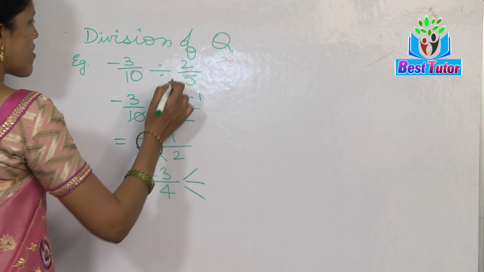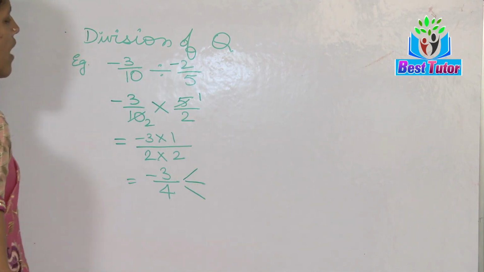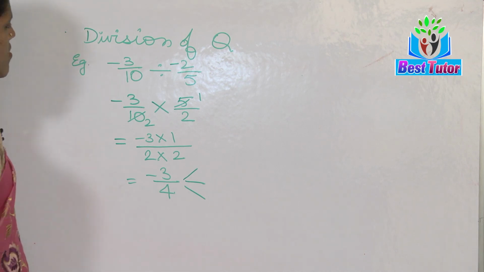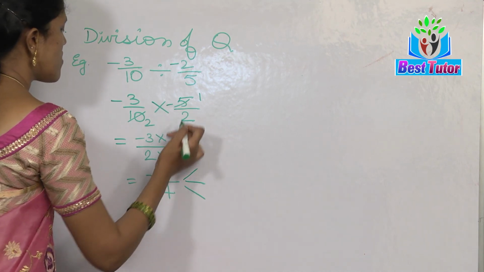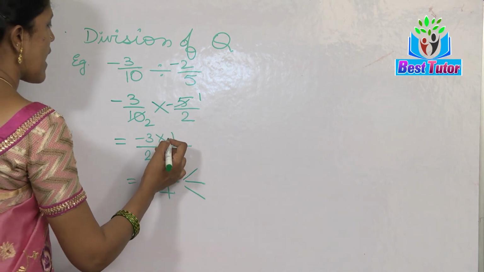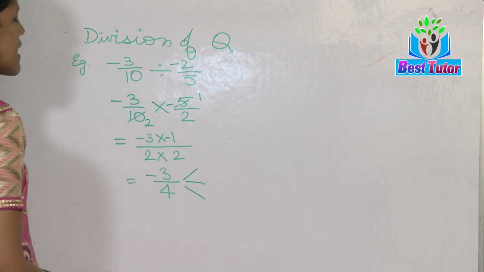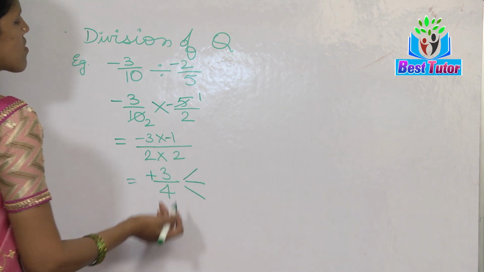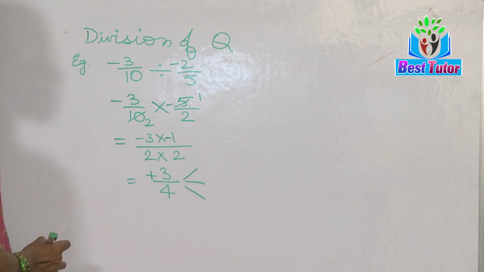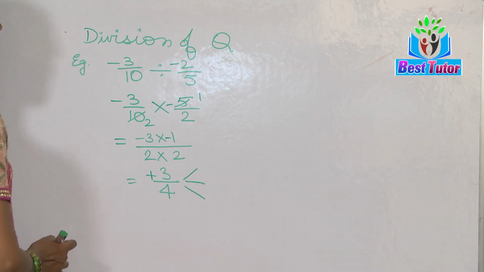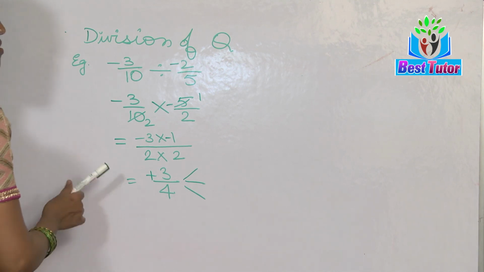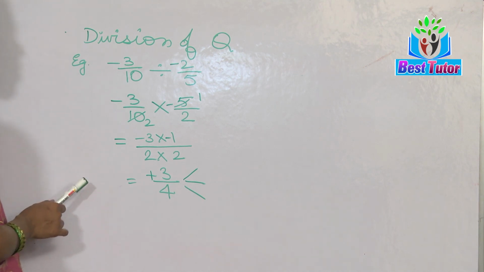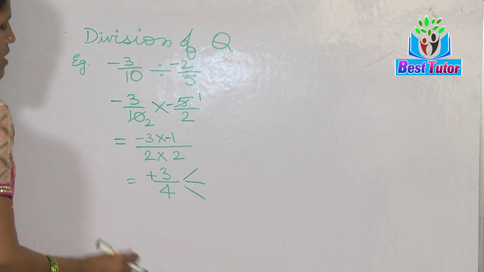Now what if at all 2 by 5 has a negative sign? The procedure remains the same, but in that case the second fraction carries a negative sign. So here minus 3 into minus 1 becomes plus 3. That's the only difference to be taken care of. So this is a procedure to find out the quotient of two rational numbers, or division of rational numbers.